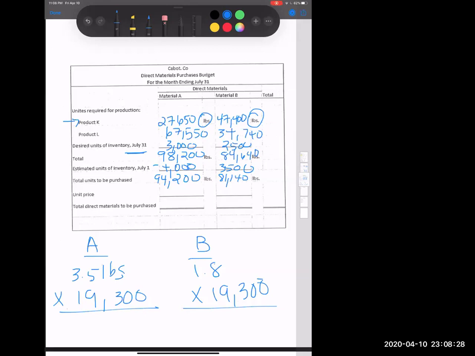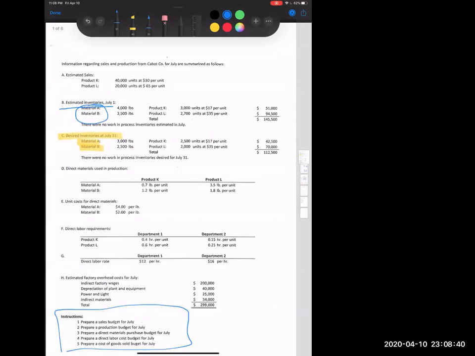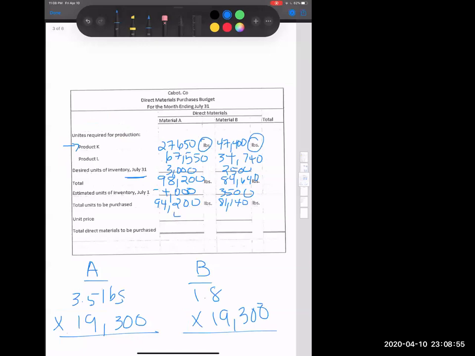And when you're purchasing something, you're trying to derive what is the cost. So now it's up to us to go figure out what is the unit cost for material A and for material B, okay? So if I look through here, here it is in E. It tells us that the unit cost for direct materials is, material A is $4 per pound and material B is $2 per pound. All right, so that's what I'm going to put here, $4 per pound. And then here is $2 per pound.